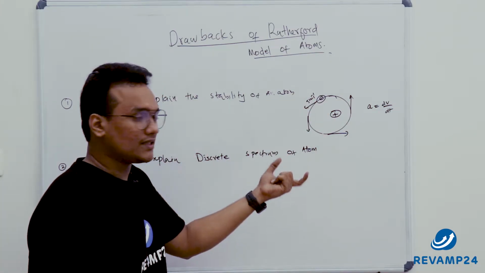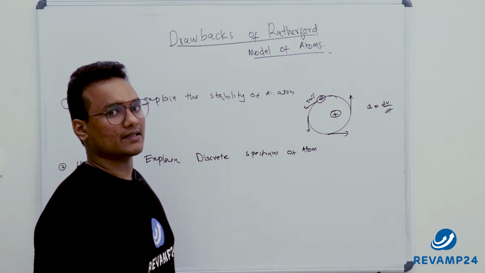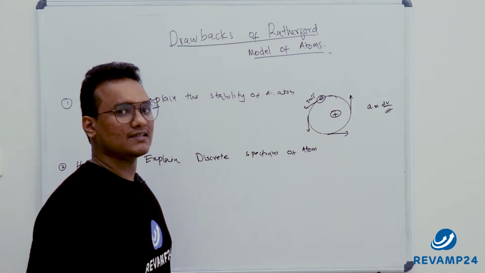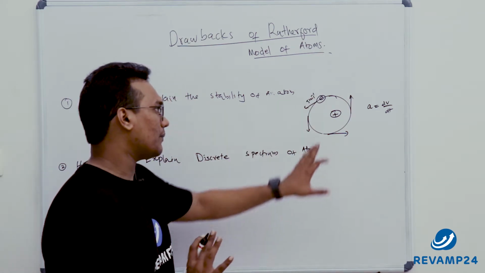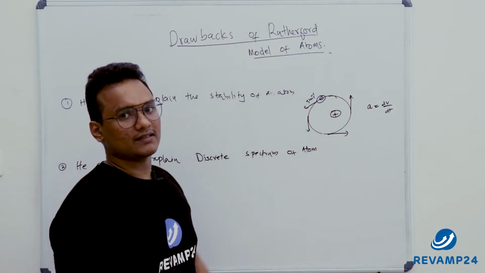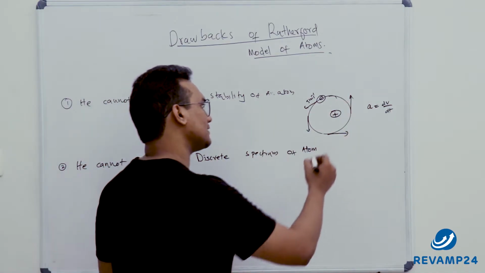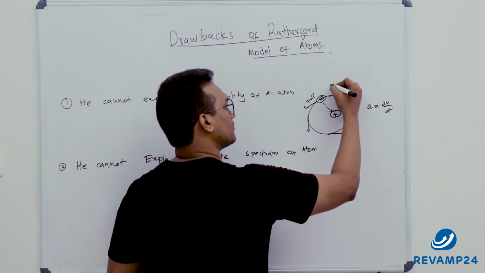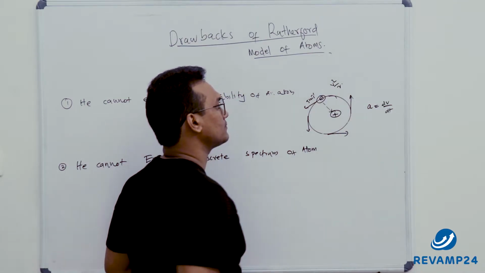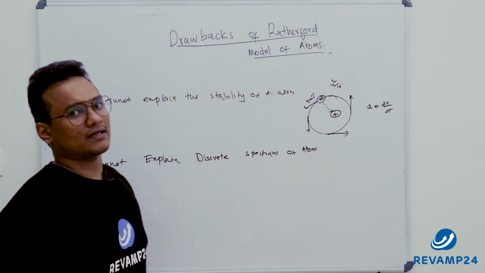Now, velocity has both magnitude and direction. When the direction changes, I can say that the particle has got an acceleration. What is that acceleration? That is centripetal acceleration, v square by r. But anyway, it is having an acceleration.